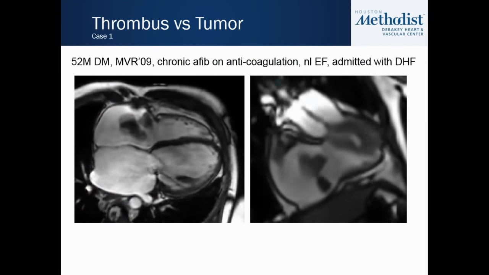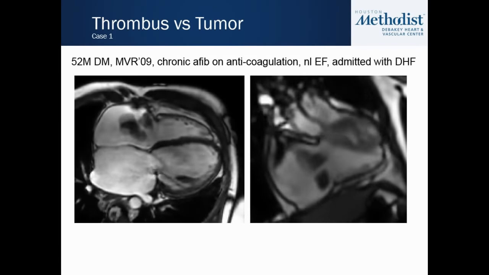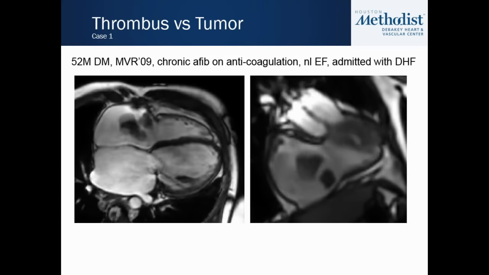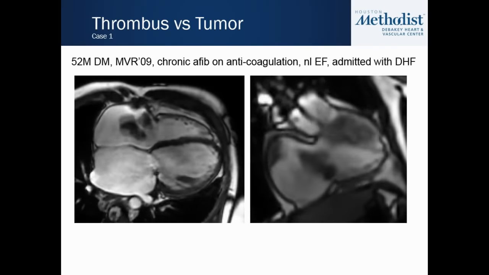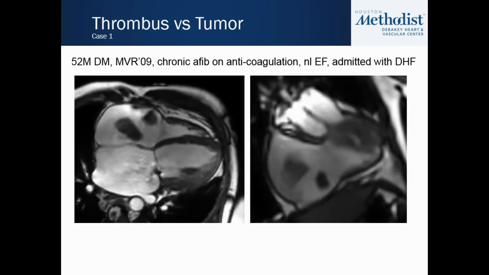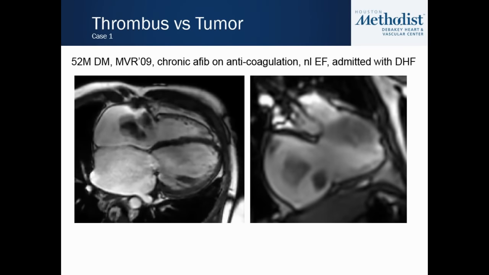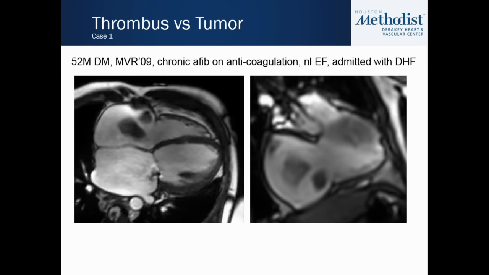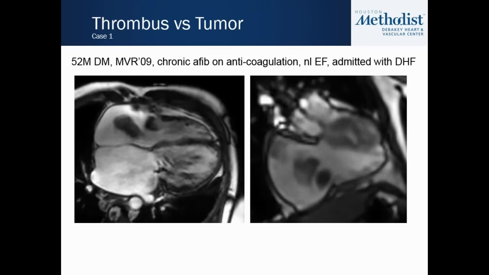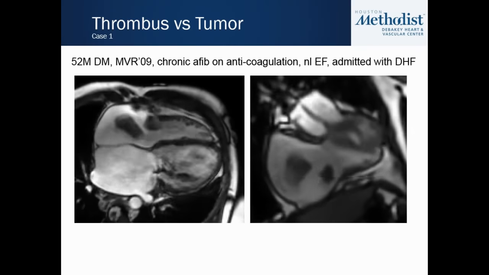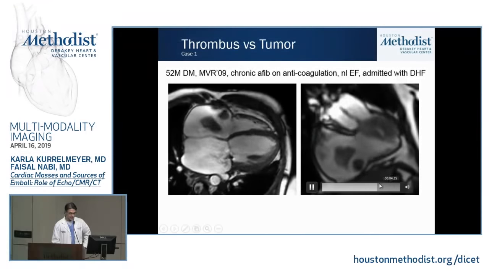So how about this? Now, the history should give you a good idea of what this is going to be. A diabetic patient with a mitral valve replacement, chronic atrial fibrillation, on oral anticoagulation, with a normal EF, admitted for diastolic heart failure. You are seeing 2 very large masses almost prolapsing through the tricuspid valve in the right atrium. Now, sure, history makes us all very suspicious of thrombus. But again, the beauty of CMR is we can use tissue characteristics to really probe what this is, in case it's a zebra.